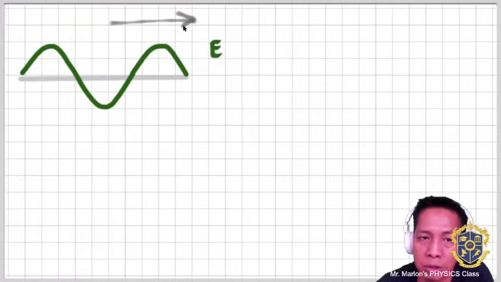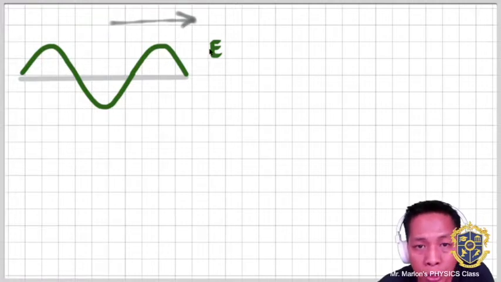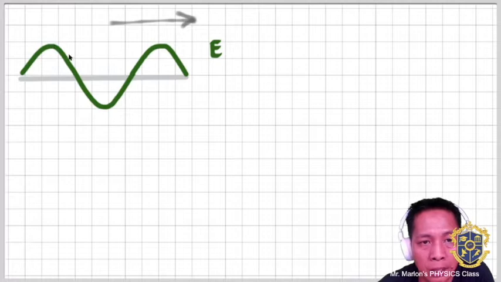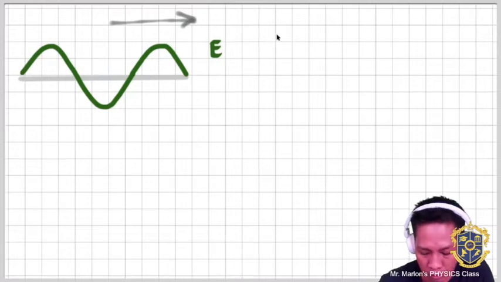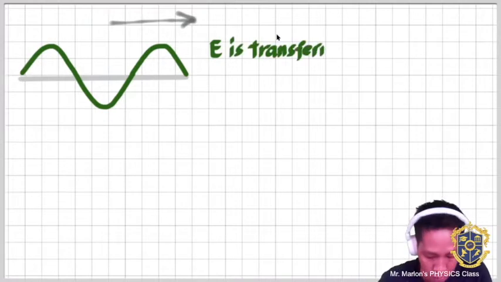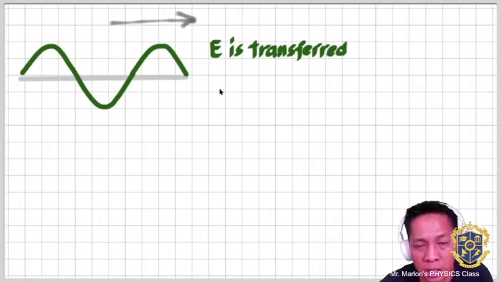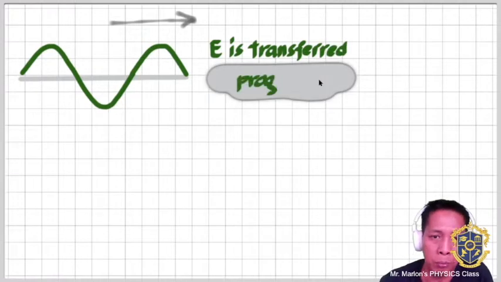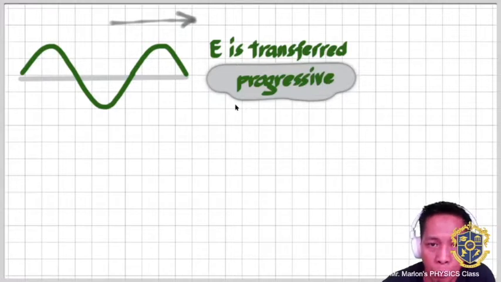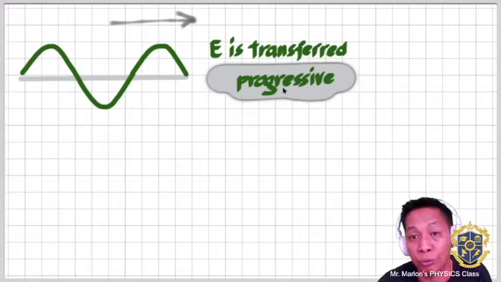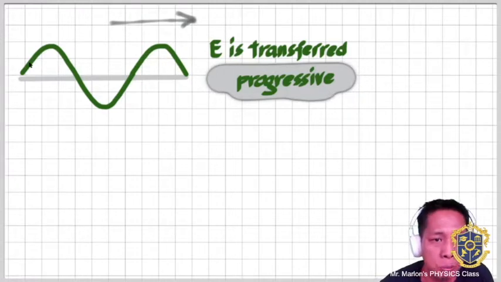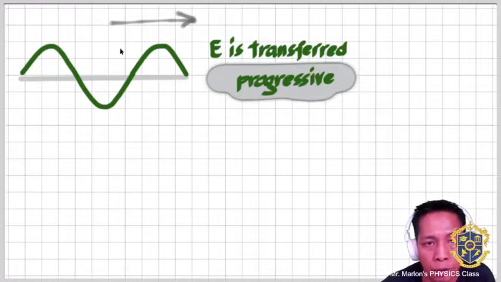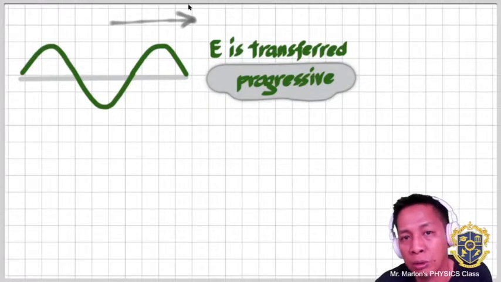Based on our discussions in the previous lessons, we know that this wave carries energy itself. As it goes from here to there in that rightward direction, this energy is being transferred. This is happening in this type of wave called a progressive wave. What we considered so far in our previous lessons are all progressive waves. The energy is being transferred by the wave towards this direction.